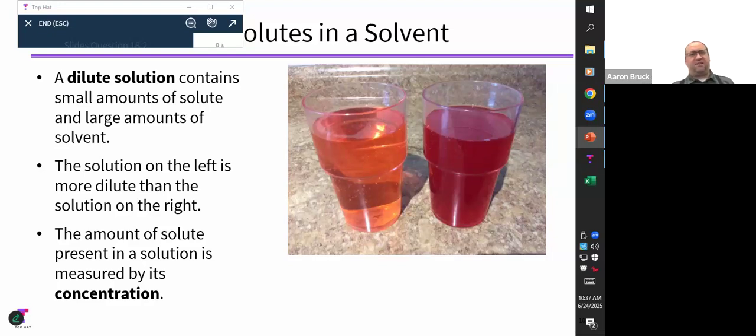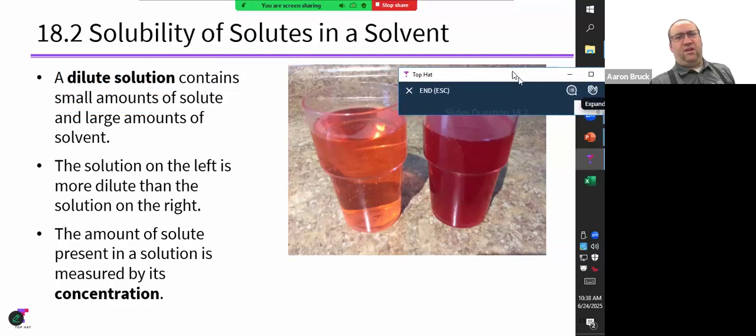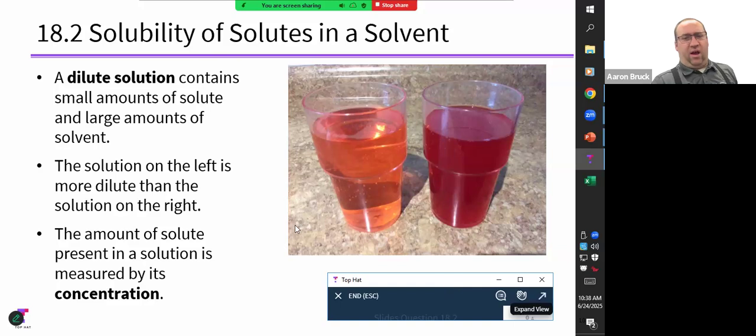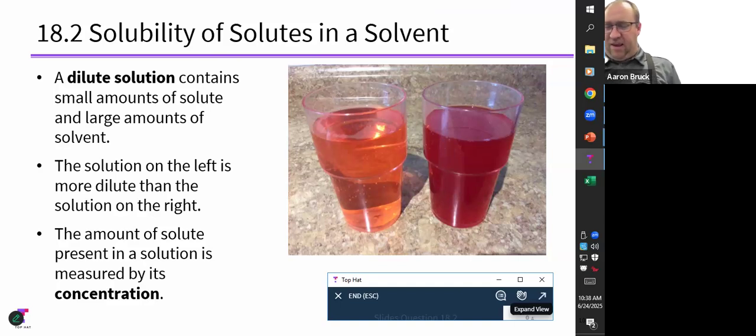We can also discuss the concept of solubility in terms of how much is present in the solvent. So dilute solutions, again, dilute is a relative term, but it discusses the idea of, well, what if I have a small amount of solute in a larger amount of solvent?